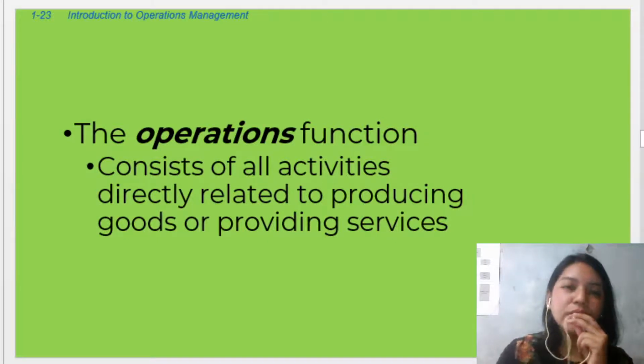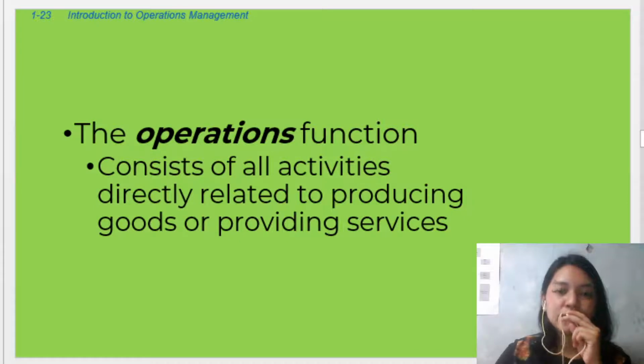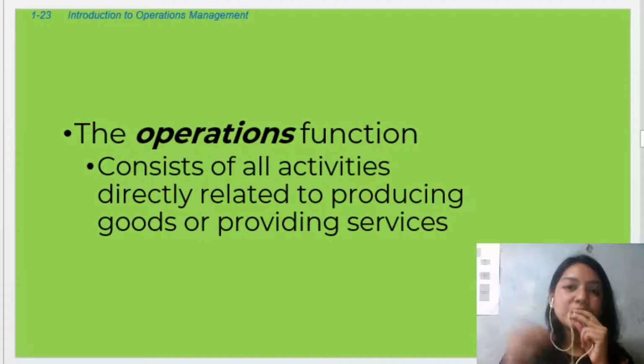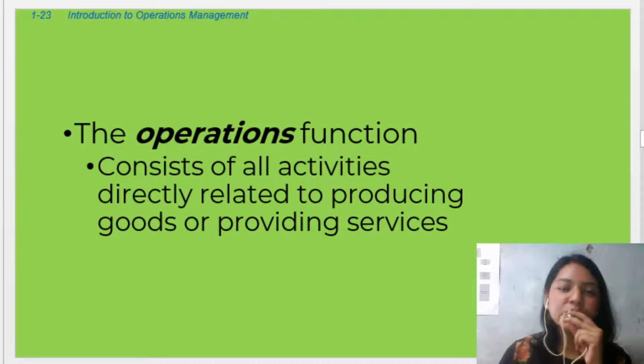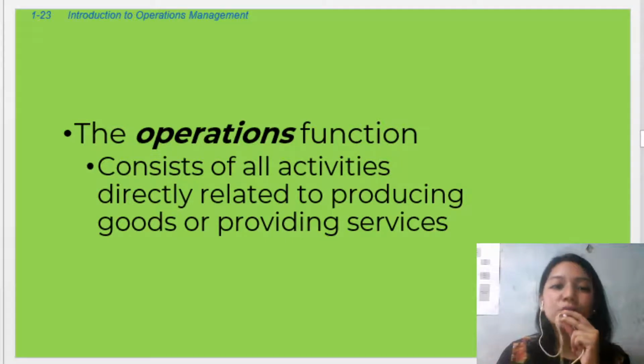Okay? Now, just to have a recap on what operations is. The operations function consists of all activities directly related to producing goods or providing services. So in conclusion to what operations means, it's about production, right? It's about manufacturing, about processes, okay? It is all about the activities directly related to producing goods or providing services. Okay, so that's clear to us. That's the function of operations.